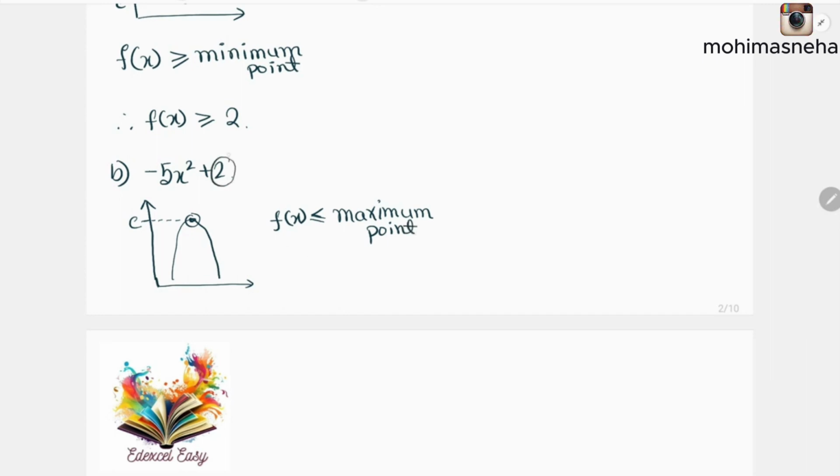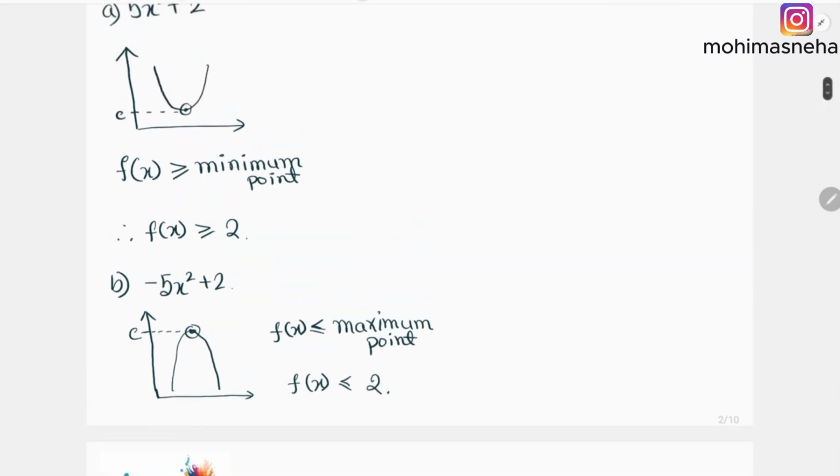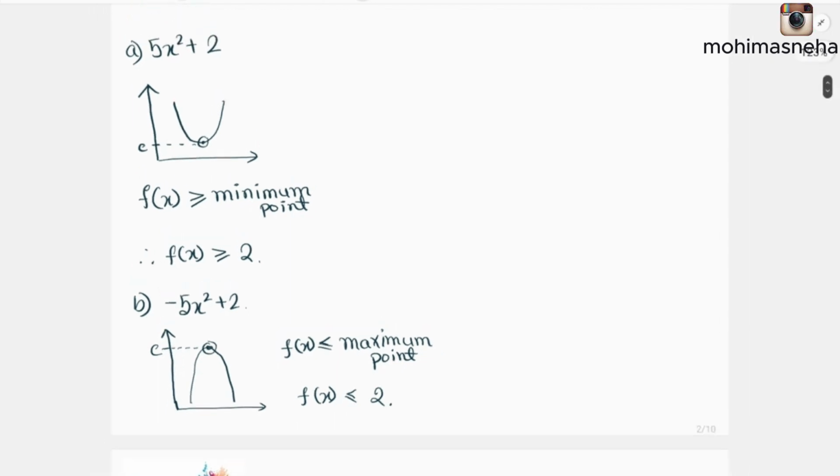And as from your equation, 2 is again in the place of point C, so you can write if x is less than or equal to 2. So you write greater than or equal to for smiley graphs, you write less than or equal to for sad graphs. Now this is the easiest version to find out the range since bx was missing.